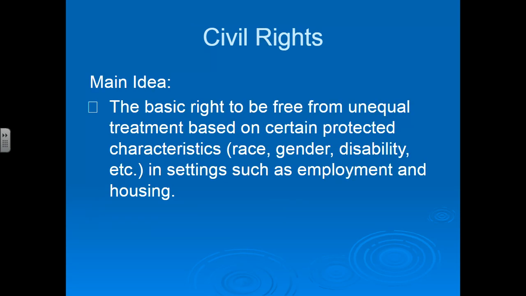Civil rights. So the main idea, again, is a basic right to be free from unequal treatment based on certain protected characteristics. And that word protected is very important, because not everything about you is a protected characteristic in the eyes of the federal government. Protected characteristics are things like race, gender, and disability. You think about these as things that you can't help. But it also includes things that technically you can help, like religion. You can choose to be a different religion if you want to. You might be born a Hindu, but then want to convert to Judaism. Okay, fine.